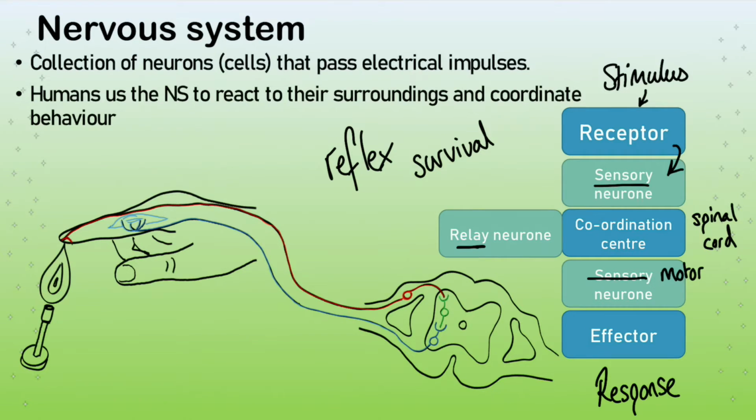Stimulus picked up by the receptor sends the information along a sensory neuron, which bypasses the brain, going straight across a relay neuron, which sends a message along the motor neuron, which goes to the effector, and the effector causes a response. And what I tend to try and do is put these into little letters. You've got the stimulus, which is picked up by the receptor, which sends it across the sensory neuron to the relay neuron, which is then going to go along the motor neuron to an effector, which causes a response.